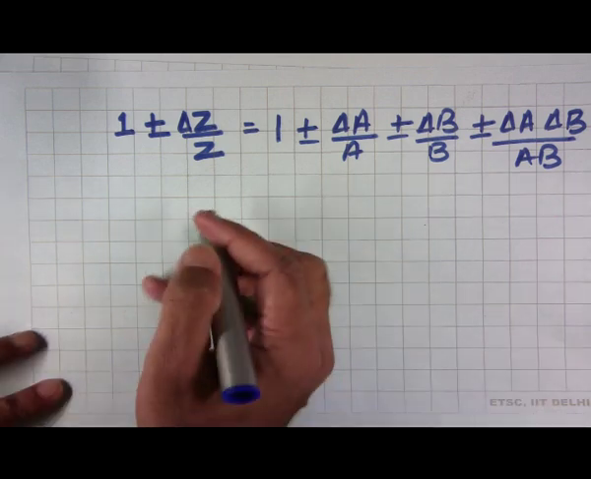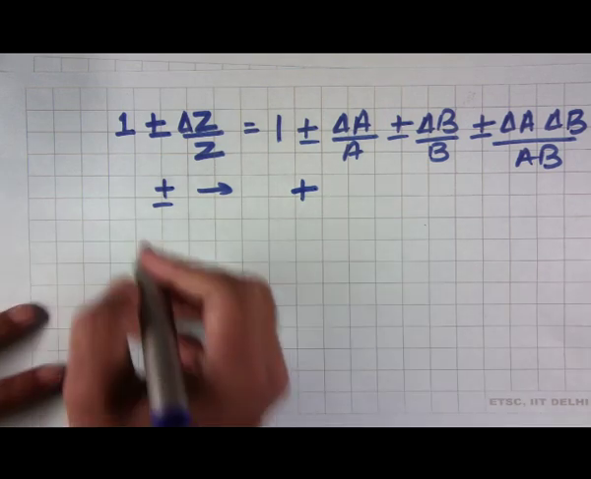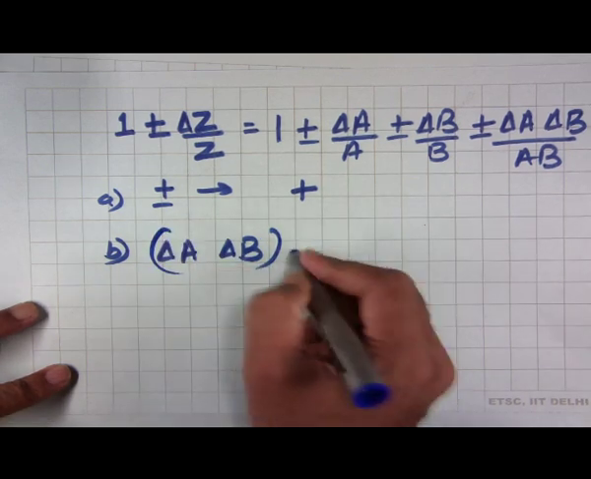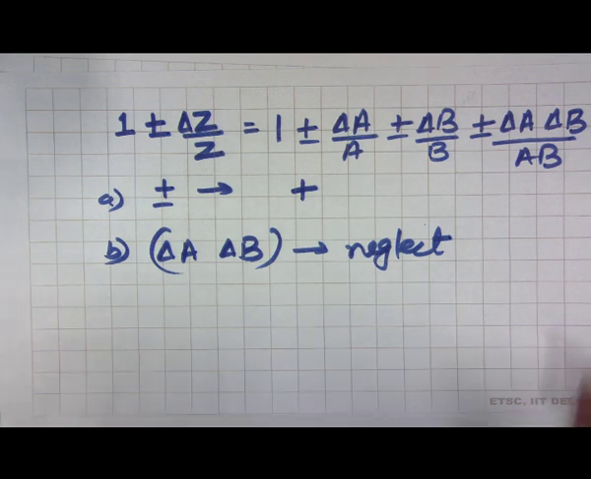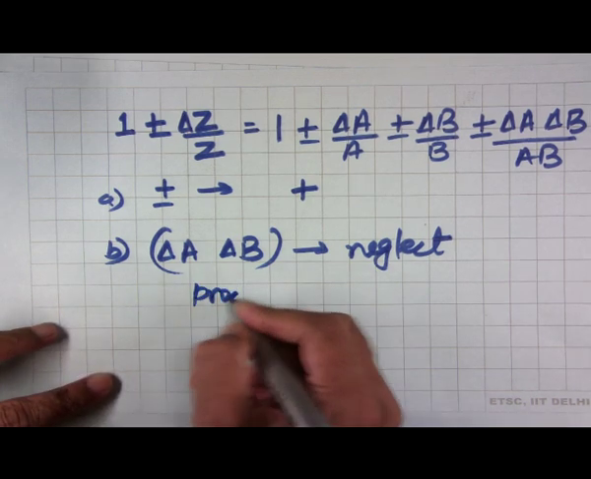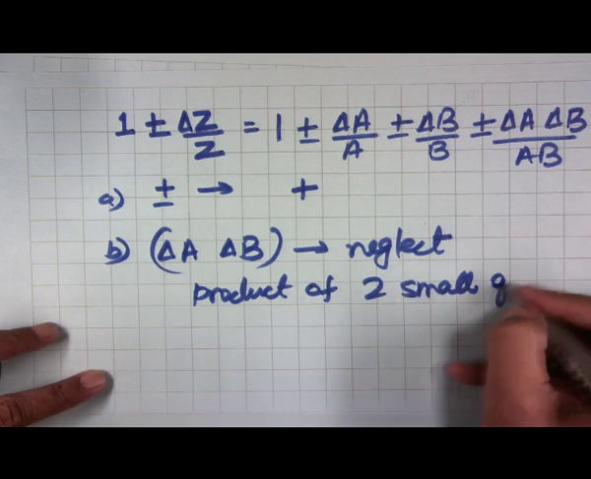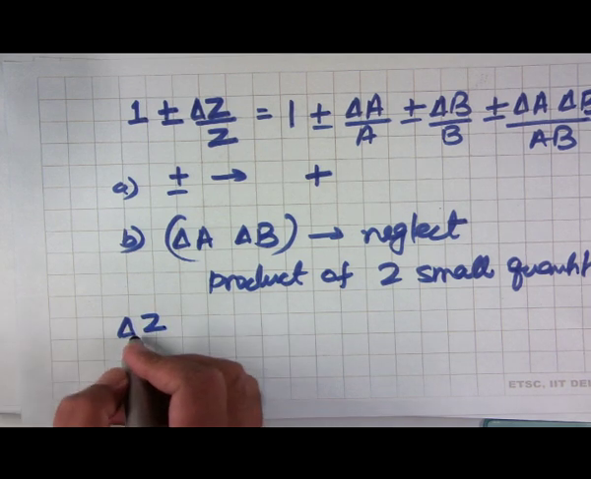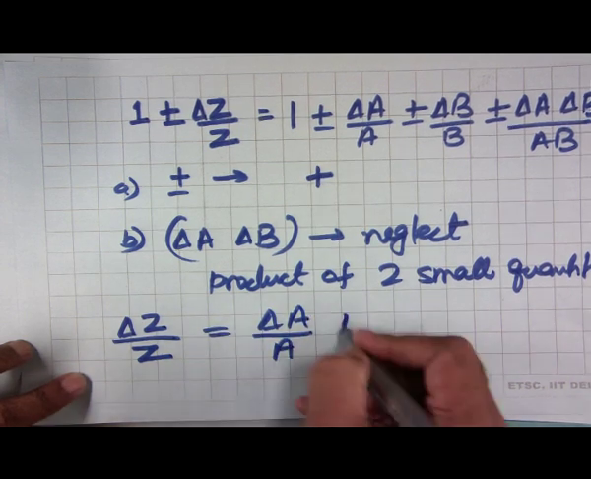So, now here once again what we will do is the plus minus will be replaced by plus, because we are looking for the maximum error. And the second thing which we do is that delta A delta B, this product we will neglect, because it is expected that the error will be small as compared to the original quantity, and there is a product of two small quantities. So, because it is a product of two small quantities, this is neglected. So, therefore, what we get is the error delta Z upon Z is equal to delta A upon A plus delta B upon B.